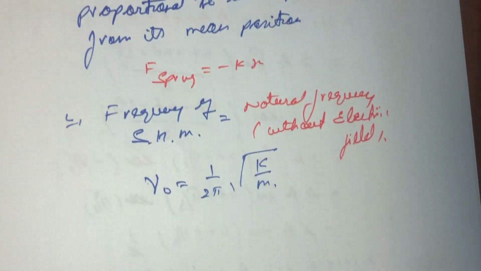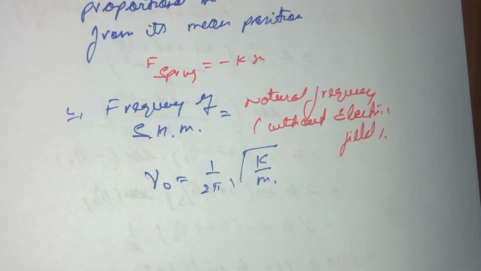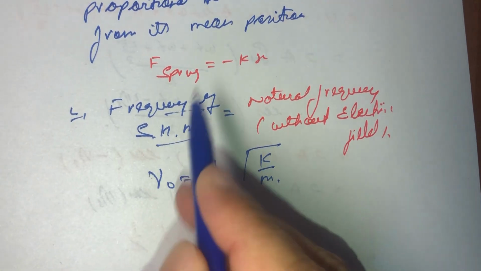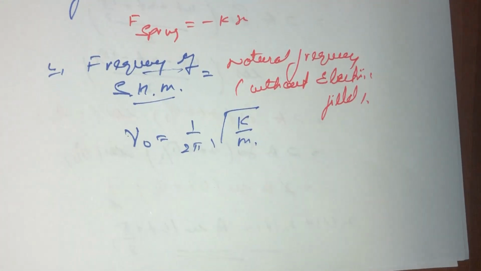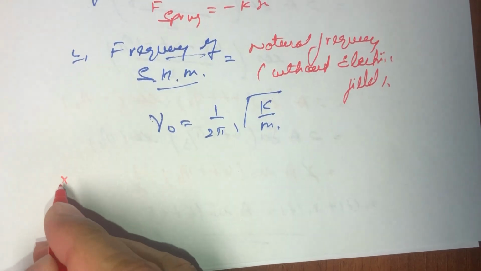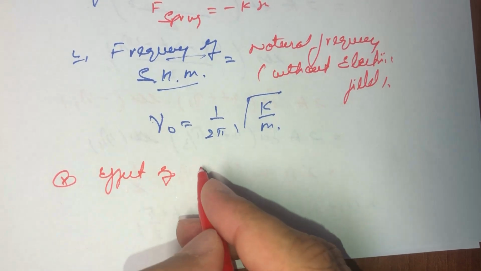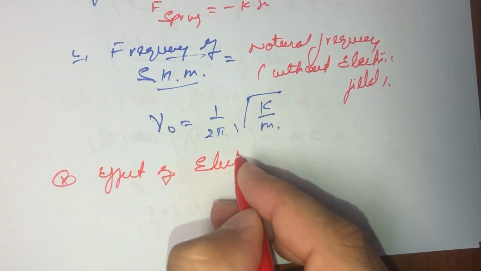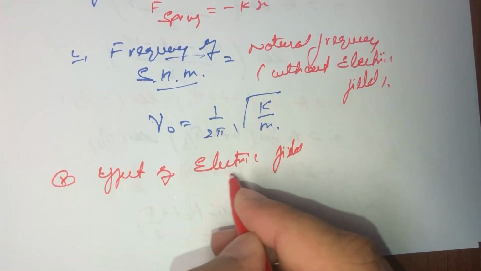So this is the basic premise in case of SHM: one is the spring force, the restoring force, and another one is the frequency of SHM. Now let us consider the effect of the electric field. In the question it's mentioned that a uniform electric field is applied, and it is represented as E.